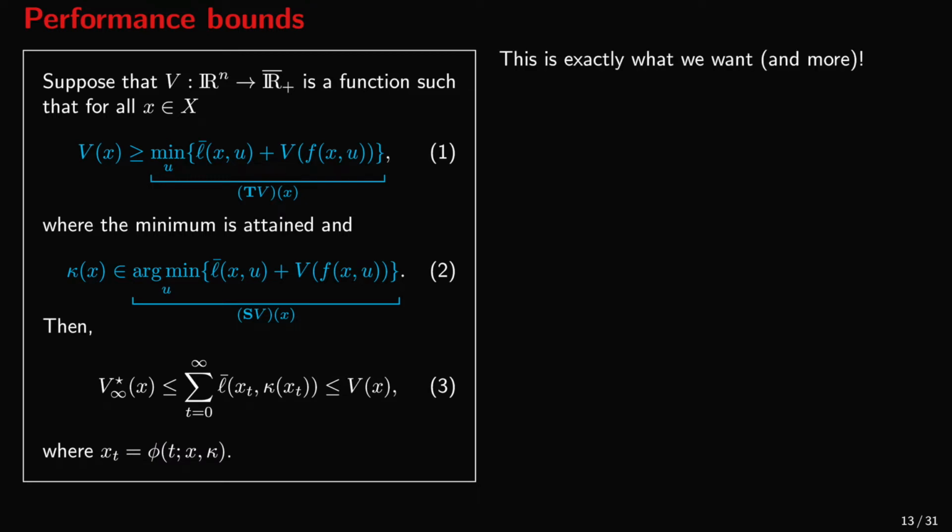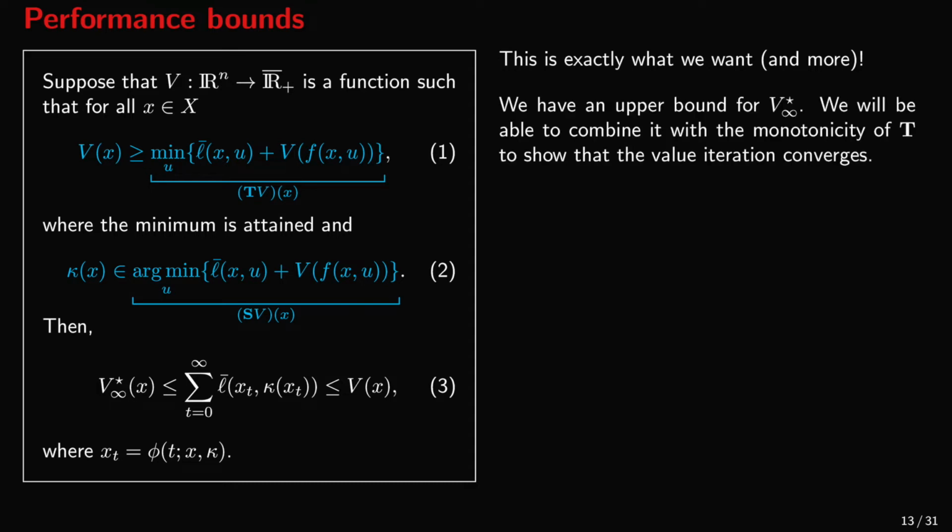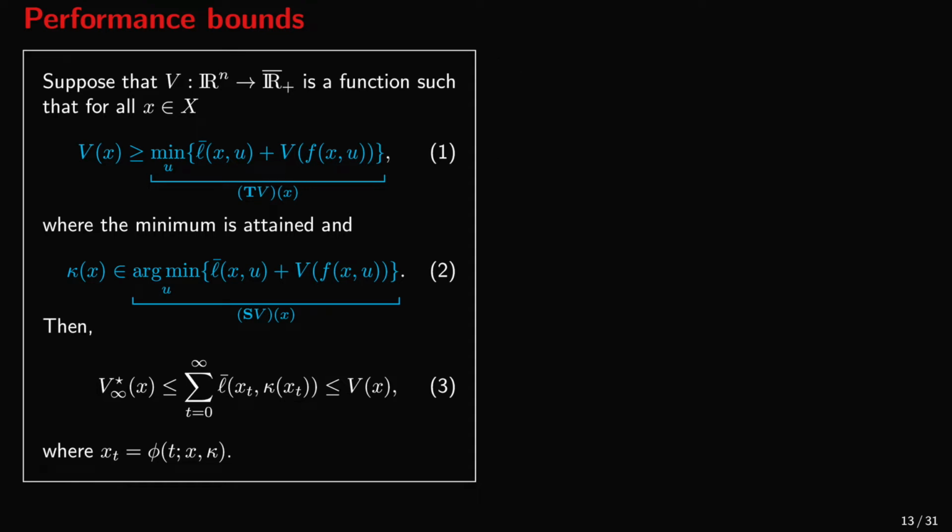This result is exactly what we hoped for, and even more. It establishes an upper bound for v infinity star, and we will be able to combine it with the monotonicity property of T to prove that the value function iteration converges. Let us prove this result first.